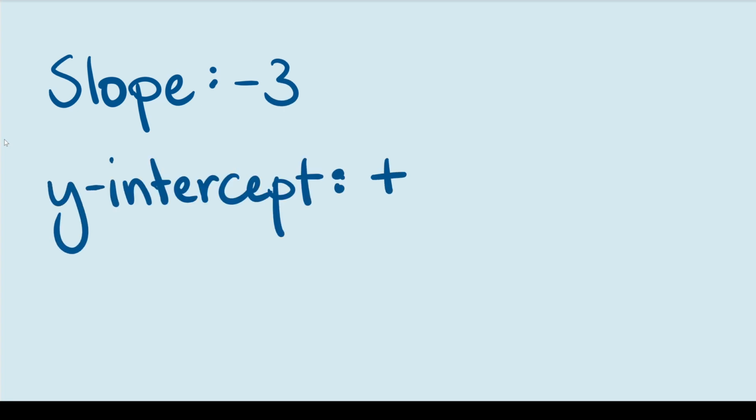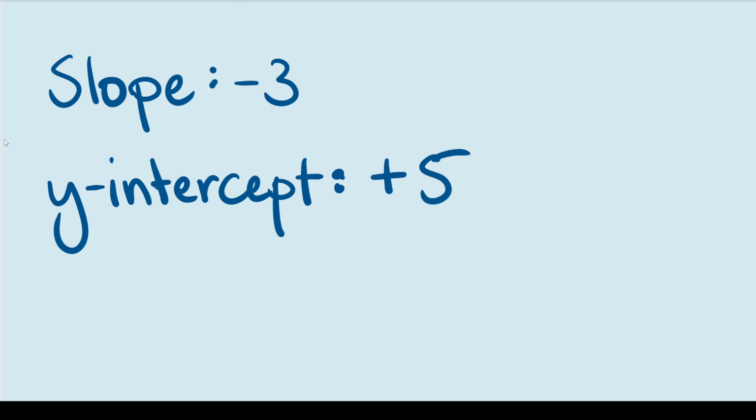Let's say I ask you to find the equation of a line that has a slope of negative 3 and the y-intercept is positive 5. Take a second to write out this equation. Now let's work through it together.